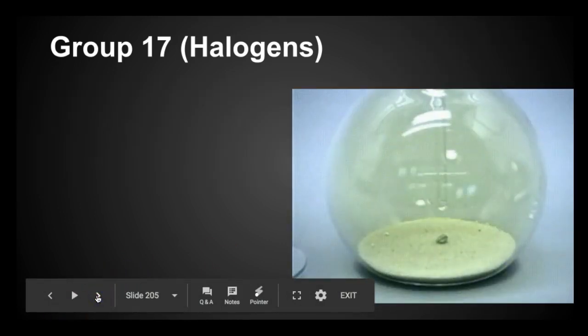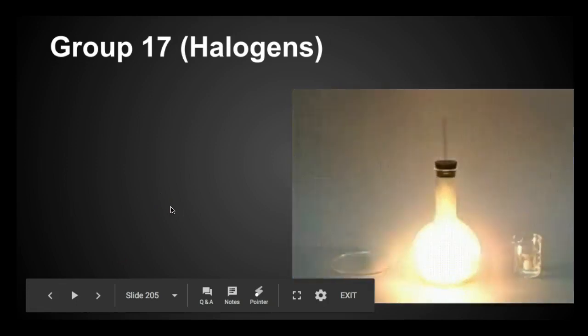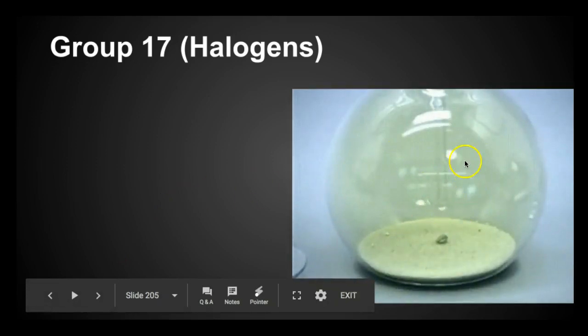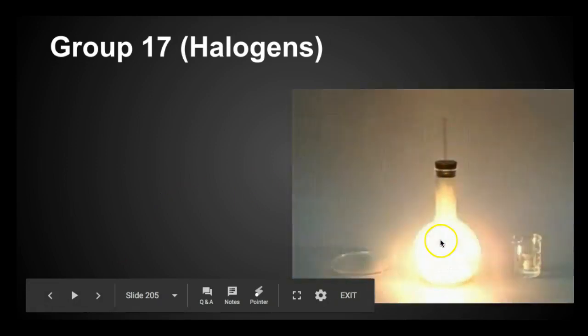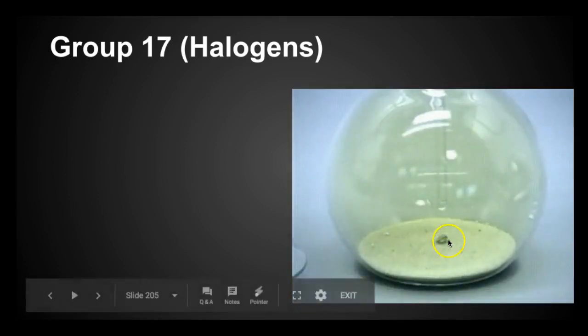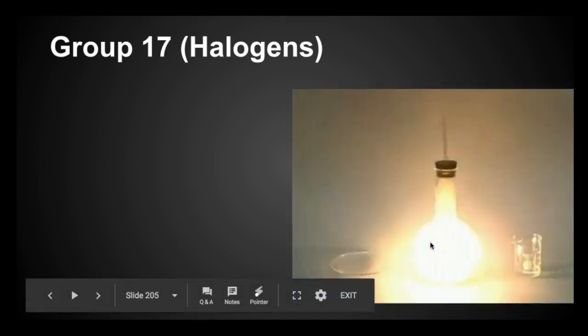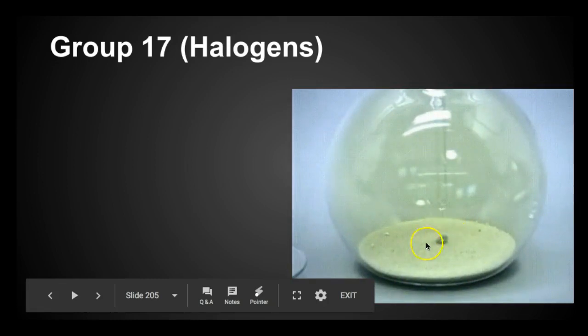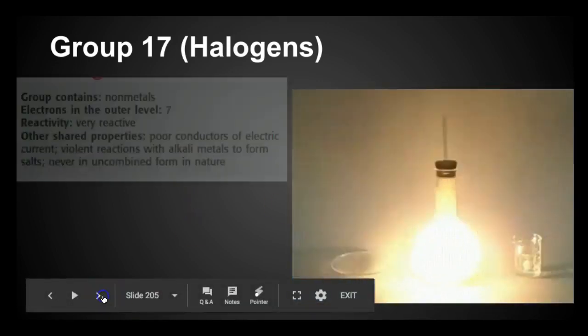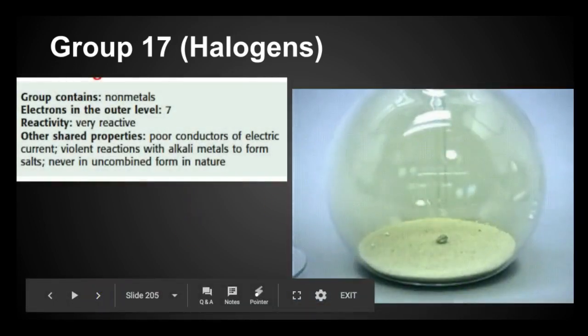For example, here's the very violent process of making salt. So right here is chlorine gas, and you have the alkali metal sodium in here, and salt is made after the 2 react. So you can see that the reaction is very violent when a halogen meets an alkali metal.